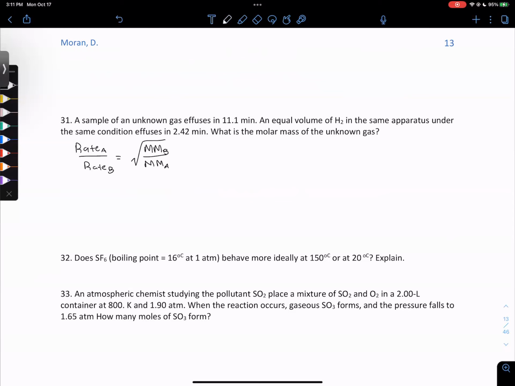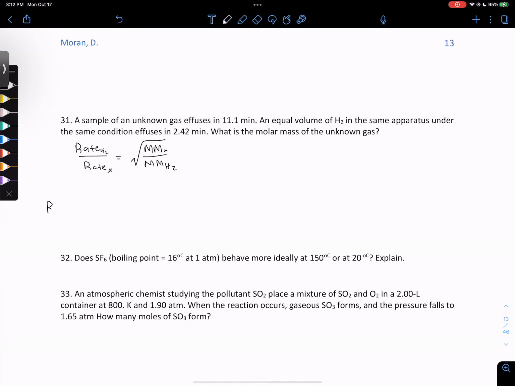First we need to figure out what the rate is for A. What's the rate for the first gas? You can assign it either one. So let's say rate A is the rate for H2, and rate B is the rate of X, the unknown. We'll change all these variables so they match up. You can't just plug in the time here. That's not the rate. The rate would be 1 over the time.